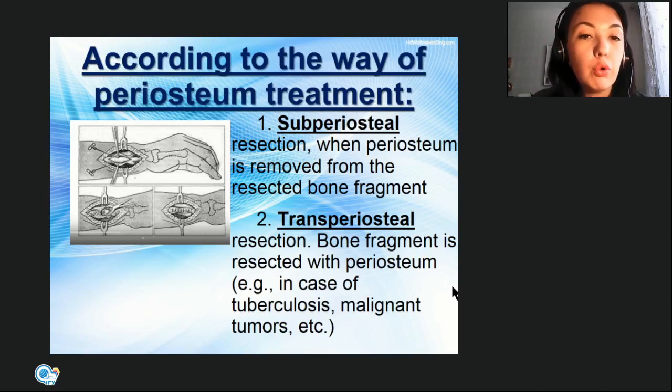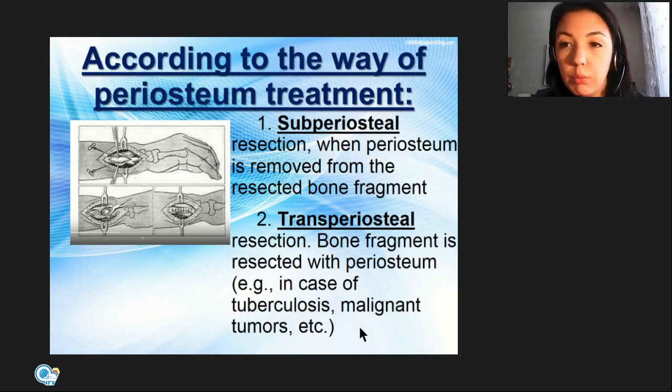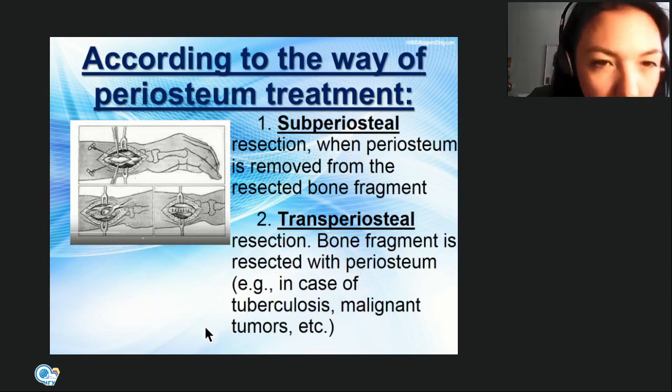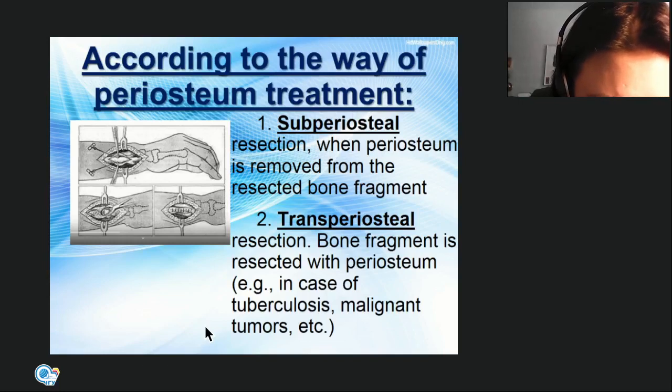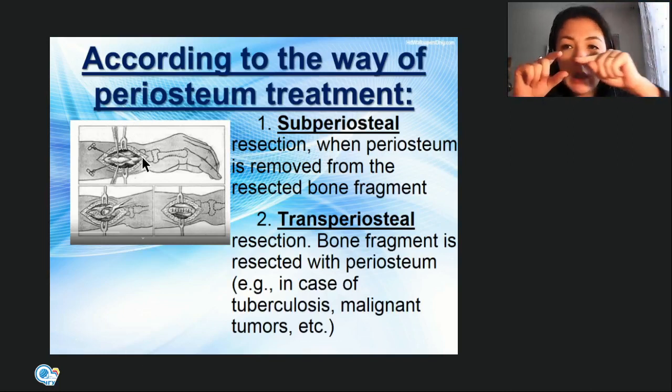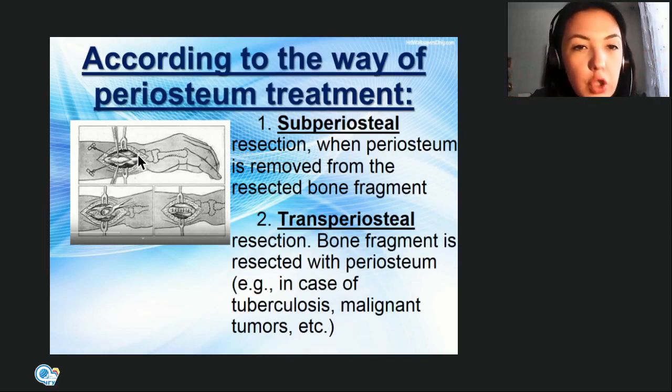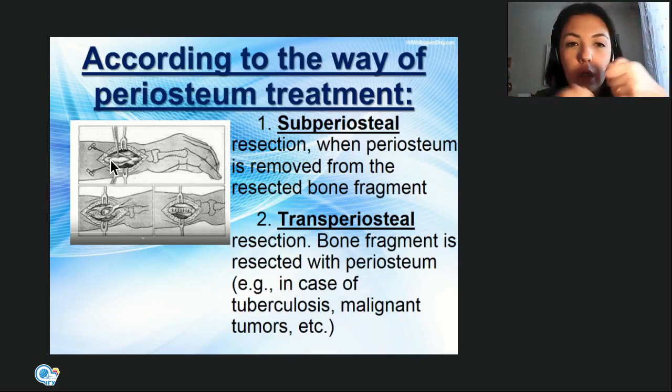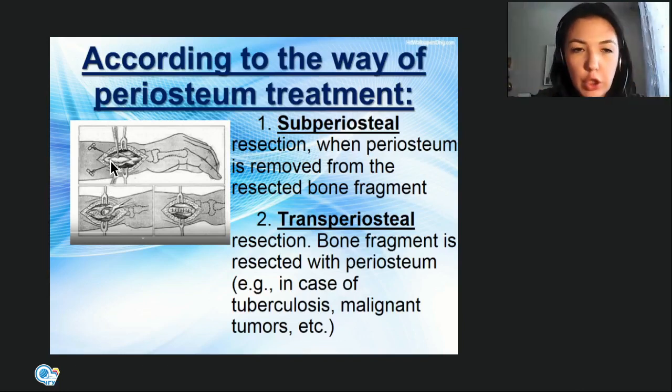But sometimes we are forced to do it, for example, in case of tuberculosis or malignant tumors, when we have to dissect within healthy tissues, when we need to be sure that all the pathological tissues are removed, then we choose transperiosteal resection. So here in this diagram, you can see subperiosteal resection. Like, we dissected the periosteum, and then this is a jigsaw, yes, so we are sawing the bone without periosteum, and then we'll stitch it.